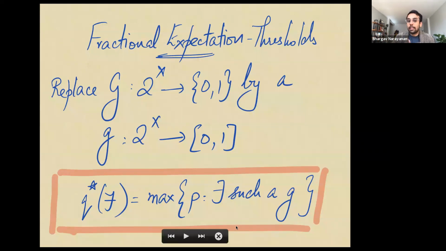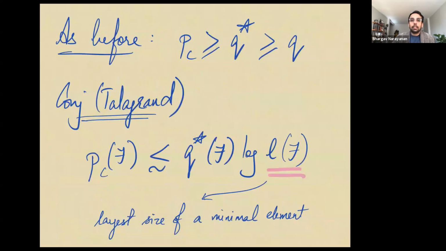So it's the largest value of P for which you can use the first moment method to lower bound the threshold, but this time you allow yourself fractional witnesses. Of course, you've allowed yourself a little more elbow room, so Q star captures everything that you can do with Q and a little more. So clearly Q star is at least Q, and as I said, it also gives us a lower bound on PC, so we have this chain of inequalities.